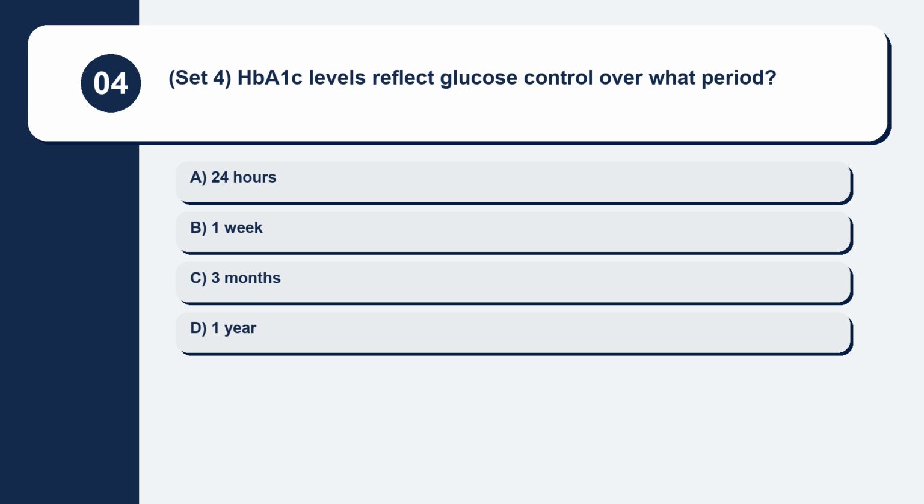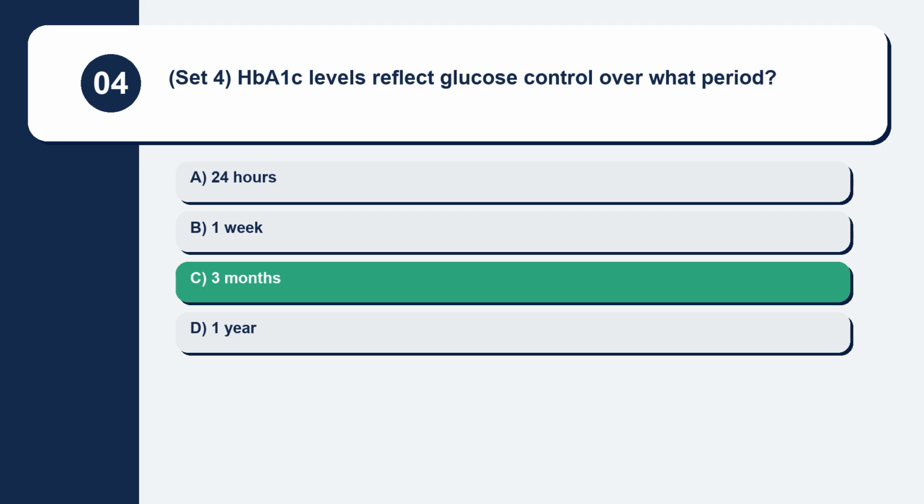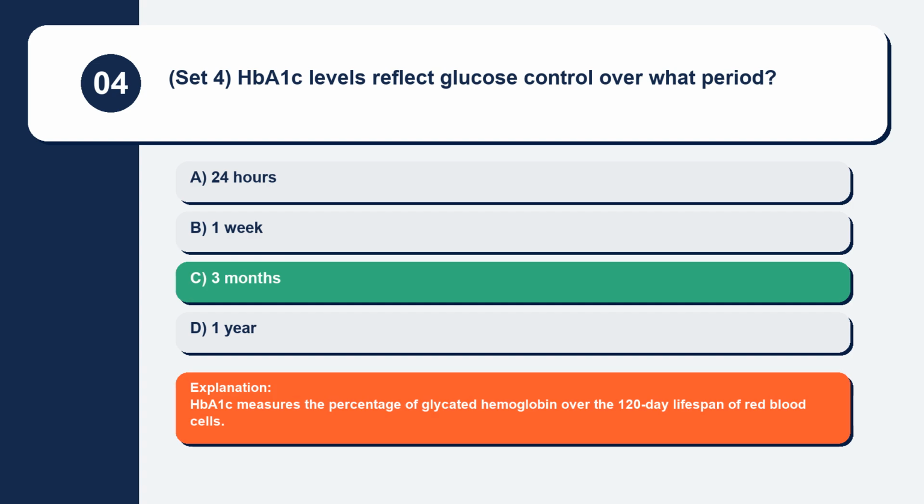Question 4. Set 4. HbA1c levels reflect glucose control over what period? 24 hours, 1 week, 3 months, 1 year. HbA1c measures the percentage of glycated hemoglobin over the 120-day lifespan of red blood cells.